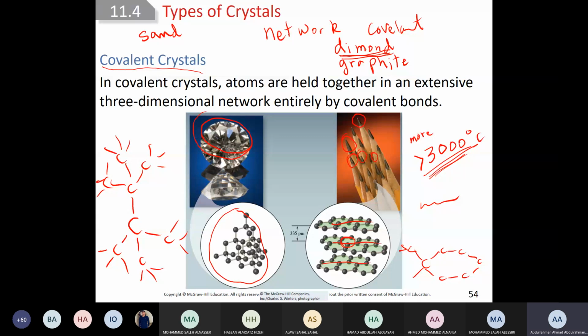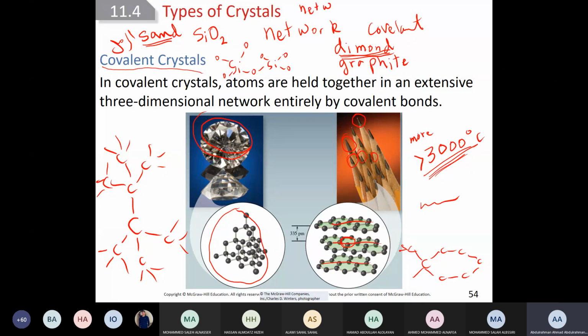The third compound that is very high in temperature is sand. Silicon oxide. And what's silicon oxide? It's silicon with oxygen. Again, the silicon is bonded to 4 oxygen, and each oxygen is bonded to 2 silicons. And this is continuing.